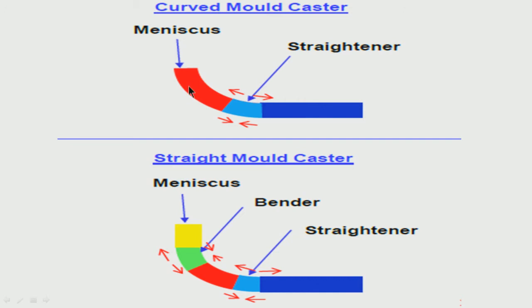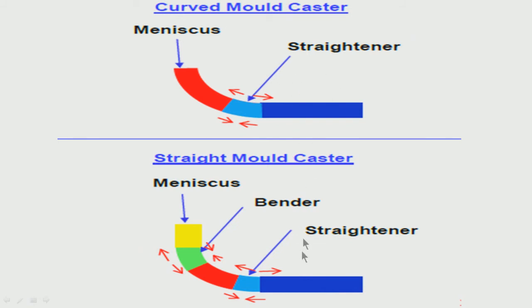So, there is a possibility that when they are floating, trying to get absorbed, more inclusions are getting absorbed at these locations. But here they are floating and getting absorbed uniformly throughout the surface. So, this is the difference between a straight mold cast and a curved mold cast.